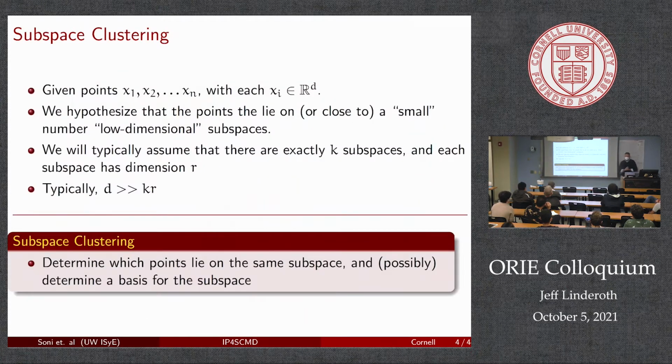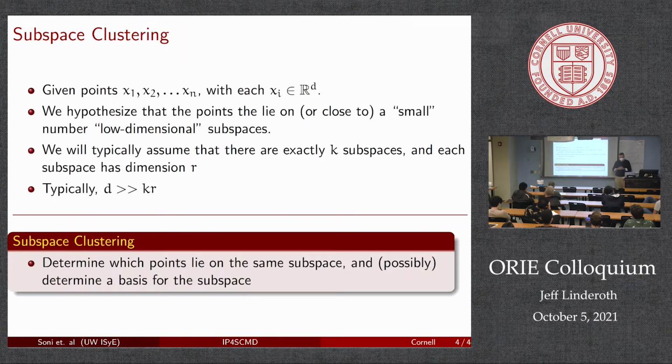But I'm going to tell you about the subspace clustering problem. It's a very geometric problem. I'm going to give you N points in ambient dimension D, and you have some structural assumption about these points, that they probably lie on or close to a small number of low dimensional subspaces. So these aren't just points out there in general position, but you think that they belong to a small number of low rank or low dimensional subspaces.